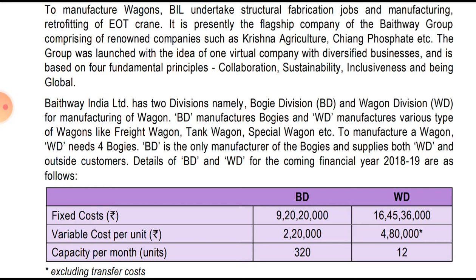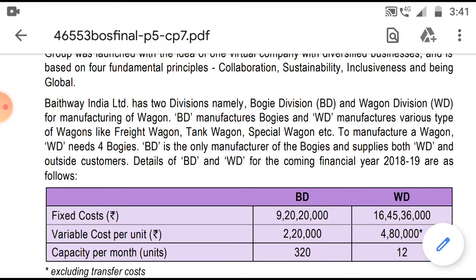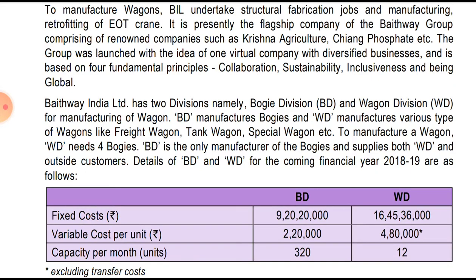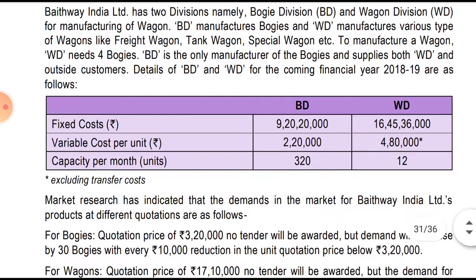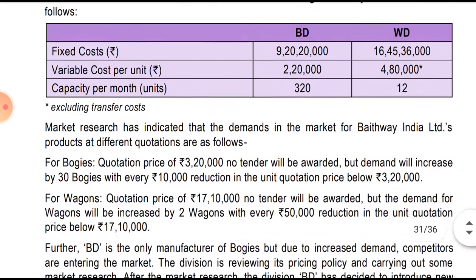So BD is selling to WD and outside also. Details of the BD and WD for the coming financial year 2018-2019 are as follows. Fixed cost is 9 crore 20 lakh for BD, and WD is 16 crore approx. Then variable cost is 2 lakh 20,000 and 4 lakh 80,000. Capacity per month 320, 12. Okay, in this the useful data is only the variable cost as such.